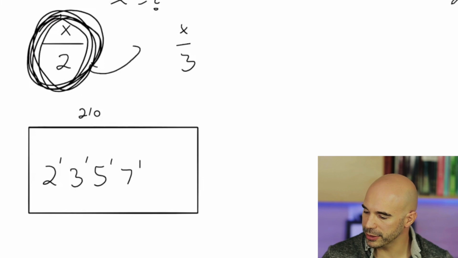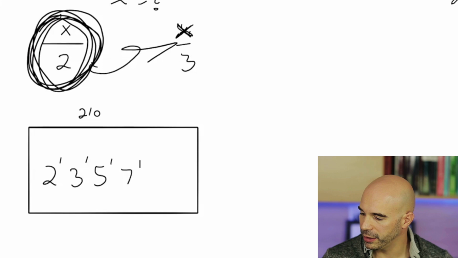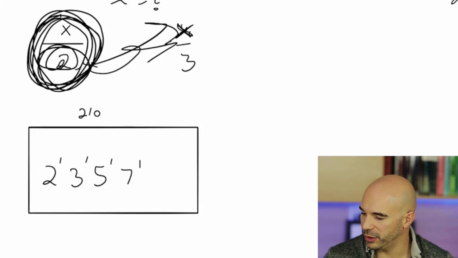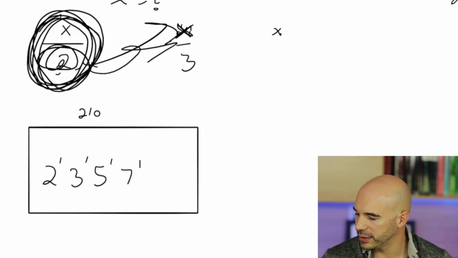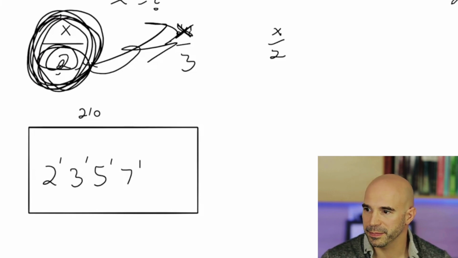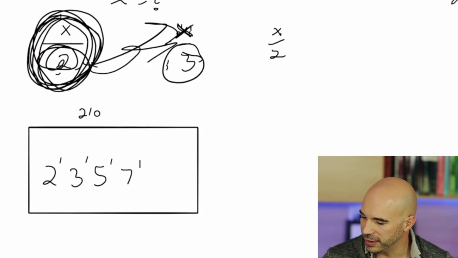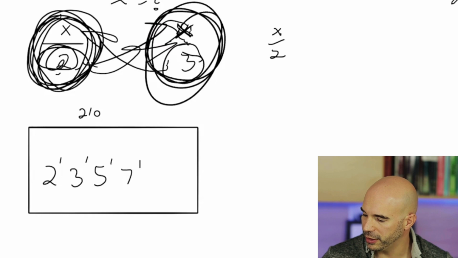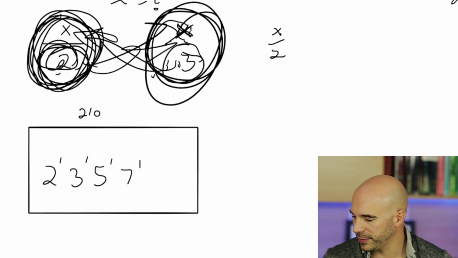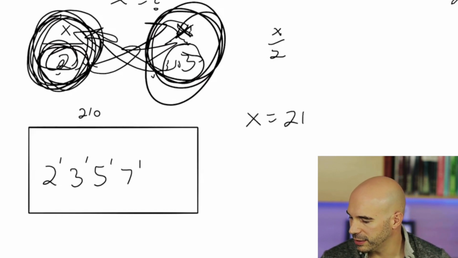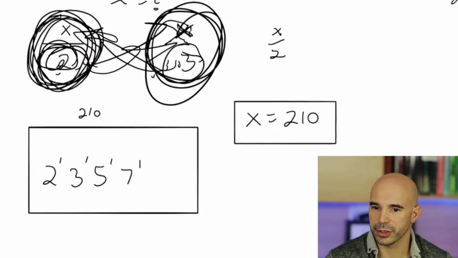The problem is you also want to be a multiple of X over 3, and guess what? X over 3 will contain that 2 in the X. How do I know that there's a 2 in the X? Because otherwise this wouldn't be an integer. And vice versa. You could say, yeah, X over 3 is a multiple of X over 3, but I'm also going to need that 3 because of the X over 2. So it turns out that X must be 210.